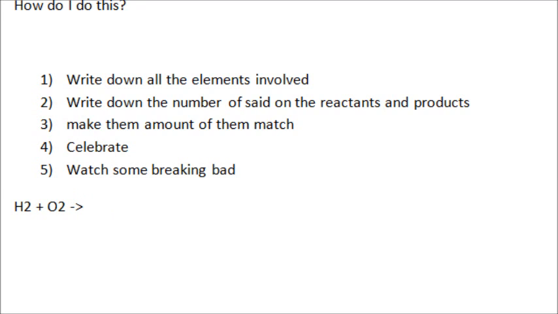I'll just go through the steps. So step 1 is write down all of the elements. Wow, I just left half the equation out. What am I doing? So step 1 is write down all the elements involved. So like H, O. Okay, cool. Step 2, write down the numbers on the reactants and products.